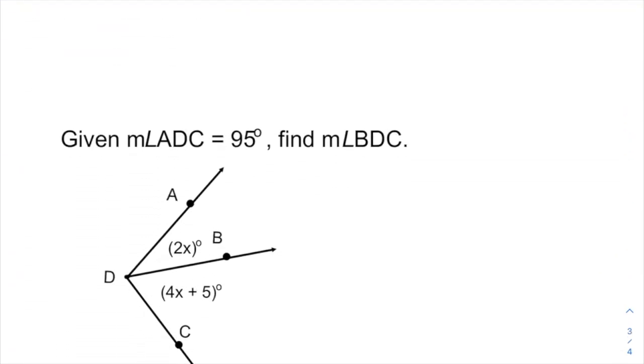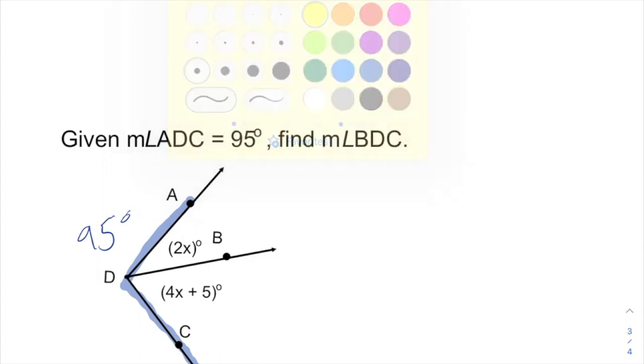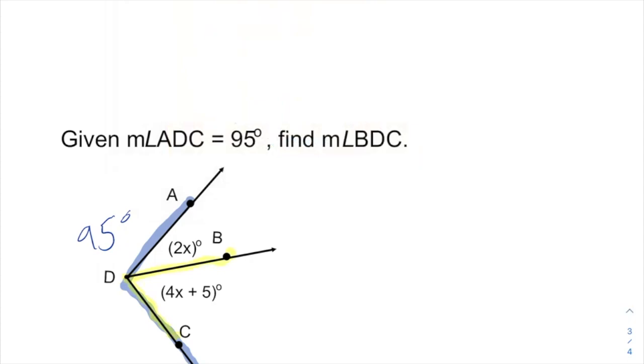So given the measure of angle ADC equals 95 degrees. So again, that's my big angle. This big angle equals 95 degrees. Find the measure of BDC. So let's highlight BDC right here.